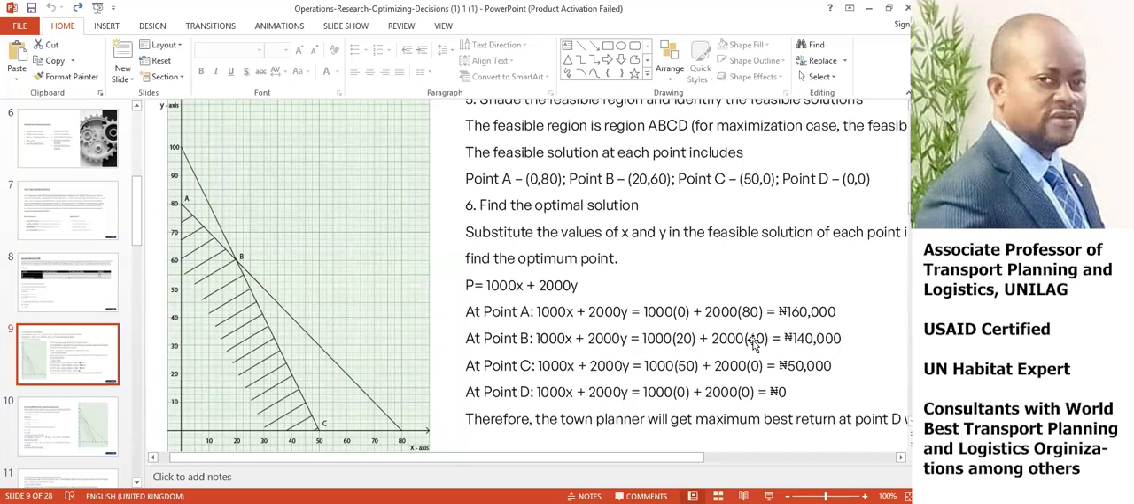That's just all you need to do on linear programming. Do you have questions? Just follow this number. The town planner will get maximum profit. No, said the logistician. It's just a sample. Maximum best return at this place. That's for profit maximization. It is at this point. This is not significant.